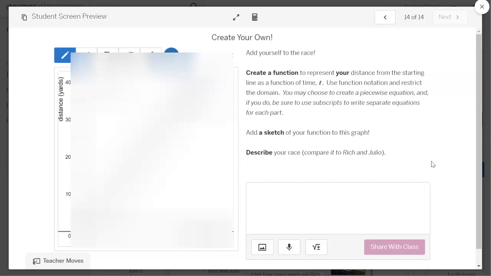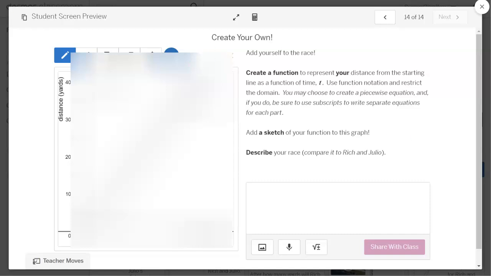The very last slide is here for them to create a function to represent their distance from the starting line. So they're going to add themselves to this race. And so they can make a decision as to, I want to win this race, or maybe they don't care if they win this race. Maybe they're going to run a lot slower. And so they can add a line or a piecewise function to this graph to describe their race. And then they will describe in words what happened.